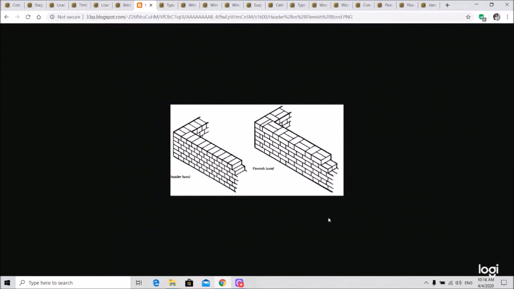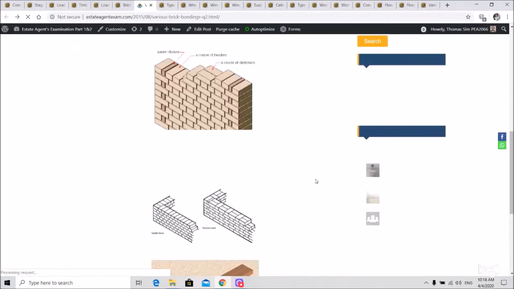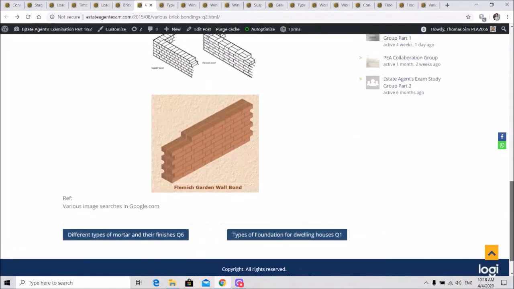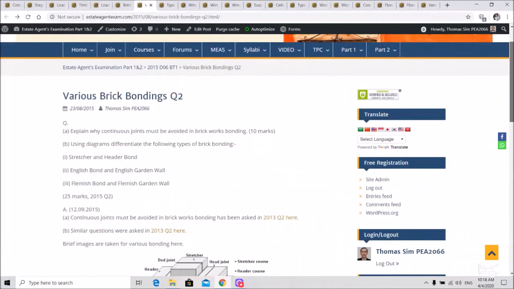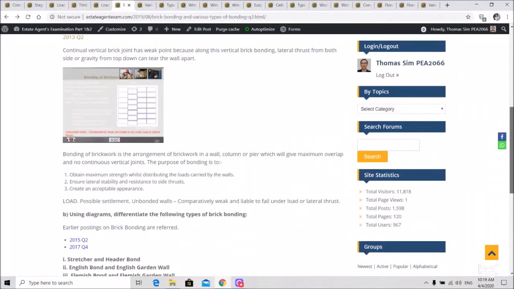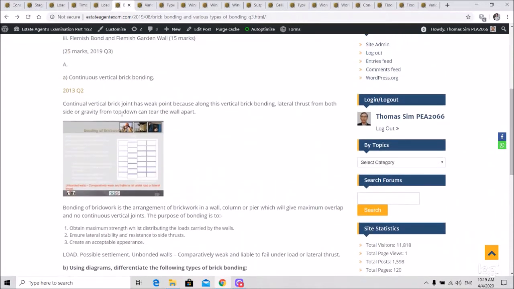So anyway, not to confuse you, if you cannot understand, you need to go back and check on the internet how the different bondings are. The purpose of this bonding, as covered in the initial question, is that there cannot be a vertical line, a vertical brick joint, so that it can protect the wall from falling to the side because of the side truss, and also from sinking because of gravity.